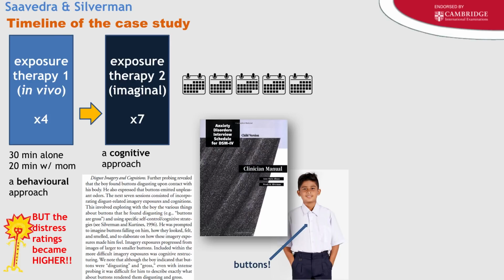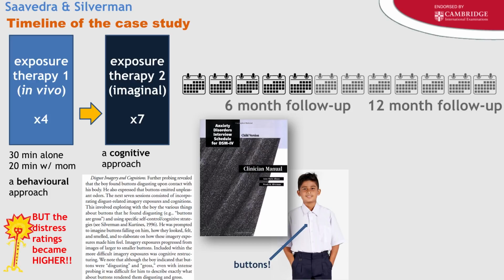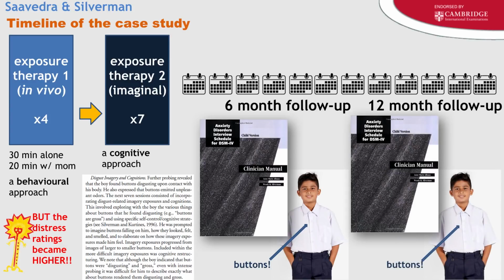But 6 months later, they found that the boy did indeed have a shirt on with buttons. He could wear his school uniform. So it seems to be a successful way of handling a phobia involving disgust. So that's the 6-month follow-up. The 12-month follow-up was the same thing. Give him the assessment tool, the parent-child anxiety disorder interview schedule for the DSM-IV, and again, he is still capable of wearing a shirt with buttons.